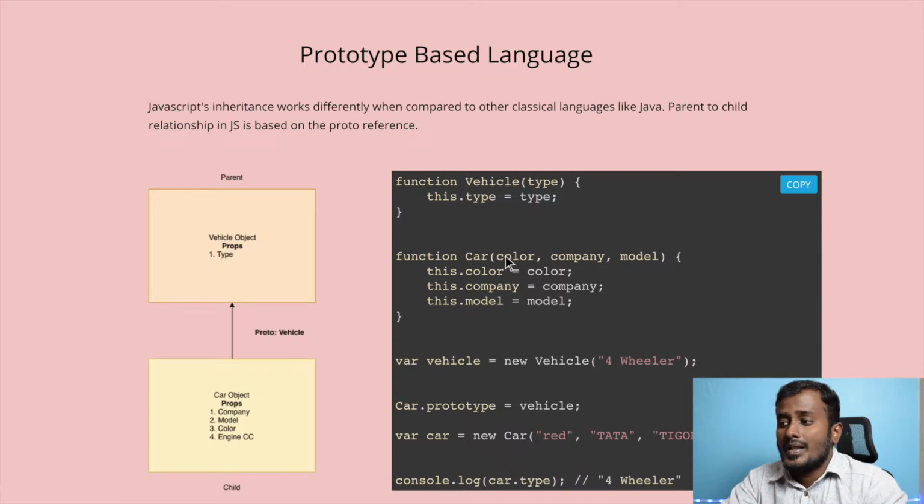This part is very important where I'm saying car.prototype is equal to vehicle. I'm assigning the vehicle object reference to the prototype of the car constructor. So this gives a link between the car and the vehicle. Here car is going to act as a child object and vehicle is going to act as a parent object.